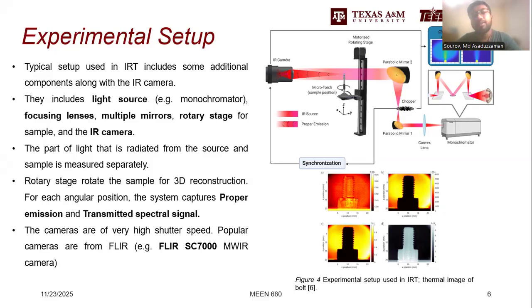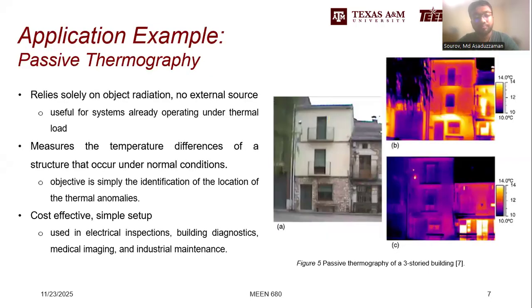In some setups, the system captures both emission and transmitted signals to analyze internal features. Because the thermal events occur quickly, the IR cameras used here often have very high shutter speeds and excellent temporal resolution. For example, FLIR's SC7000 series is a very common example in these kinds of setups.